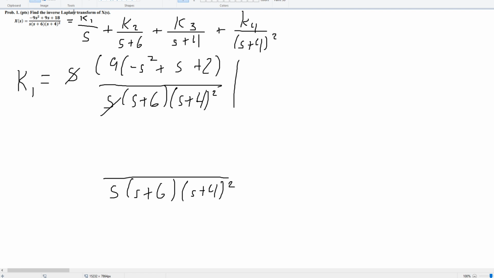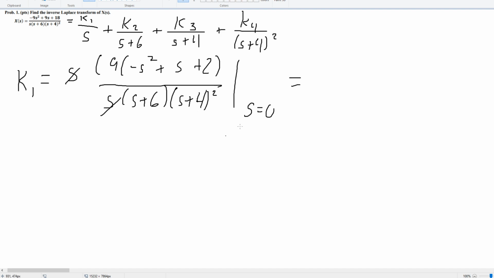So let's take this out. All right. So this is going to be s is equal to 0. So basically, if you plug in 0 to all of these points, this is very simple. This is going to be 9 times 2, which is 18.